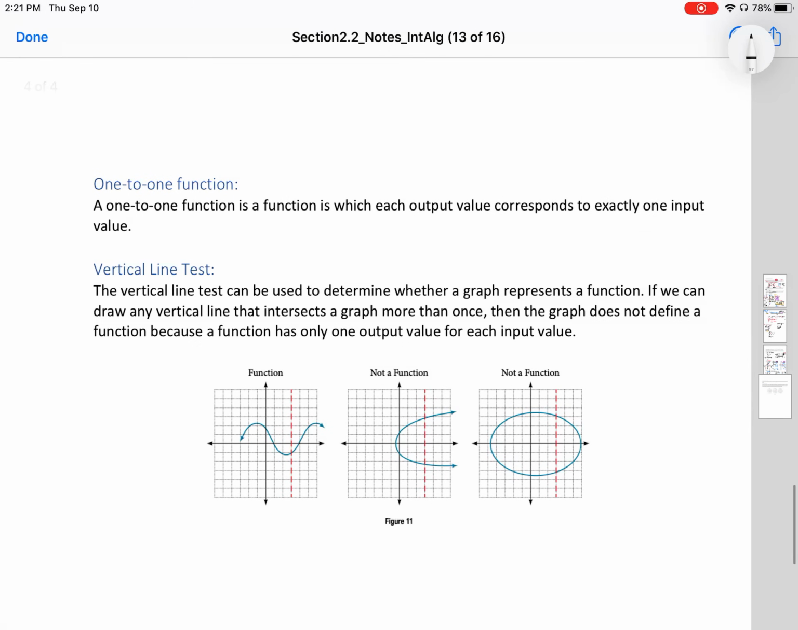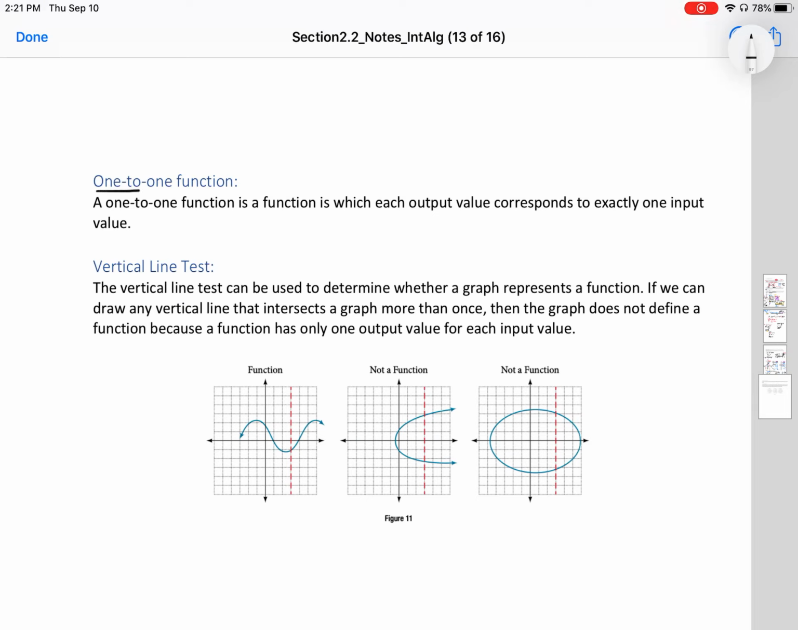All right. A special type of function is a one-to-one function, in which each output corresponds to exactly one input value. So a one-to-one function is a special type of function, and we'll talk about this a lot more later. Basically, for the special one-to-one function, your x's and y's do not repeat at all.